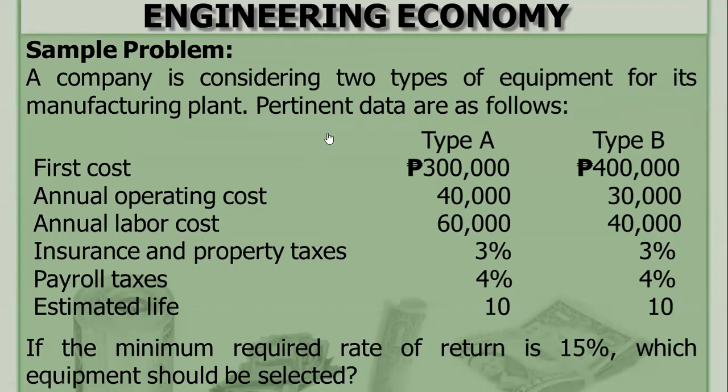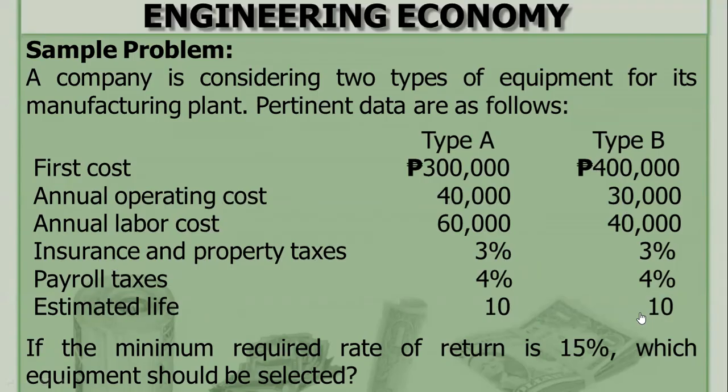So here's the problem. A company is considering two types of equipment for its manufacturing plant. Pertinent data are as follows. Two options, two alternatives, type A and type B. First cost is 300,000, while type B is 400,000. Annual operating cost is 40,000 for A, 30,000 for B. And then we have annual labor cost, insurance and property taxes, payroll taxes, and estimated life, the same for both, 10 years.